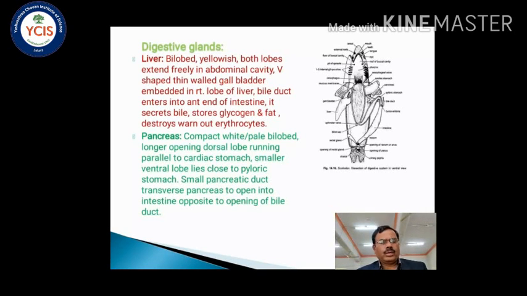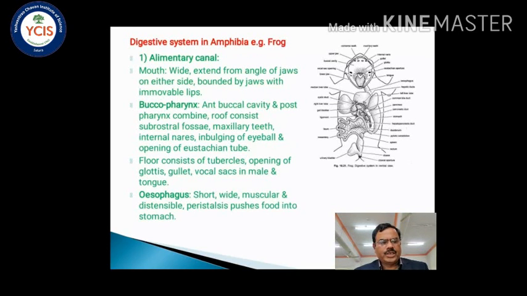So let me pass on to the digestive system in case of amphibia. We are considering here the representative example, that is the frog. In the frog, the digestive system, as usual, consists of the alimentary canal and the associated digestive glands. The alimentary canal starts with the mouth and ends into the cloaca. All along its length, this tubular structure shows variable diameter and various regions.